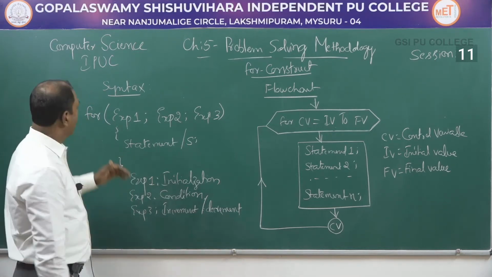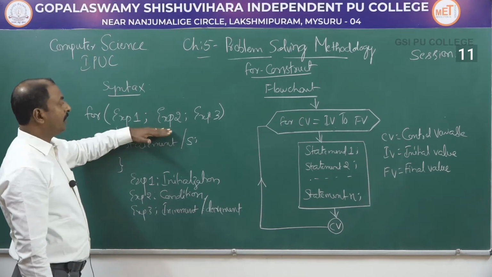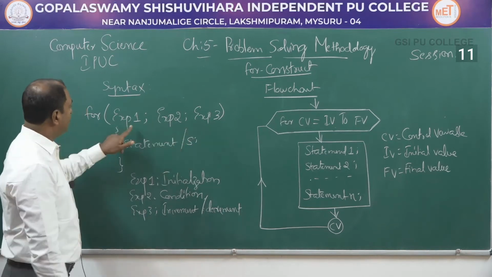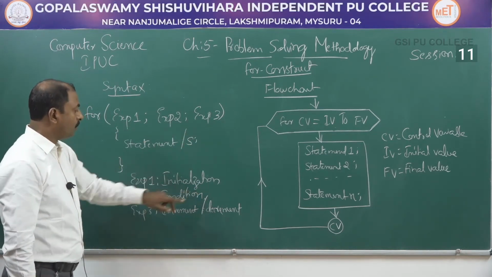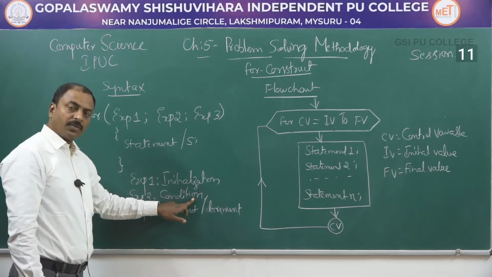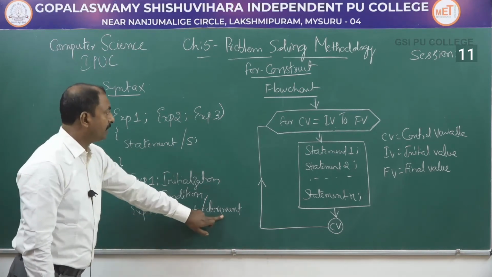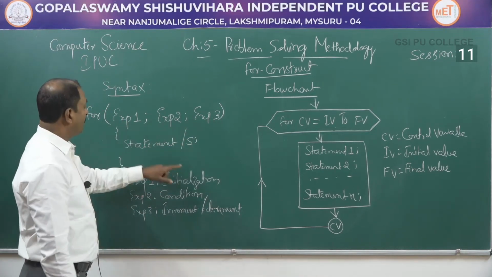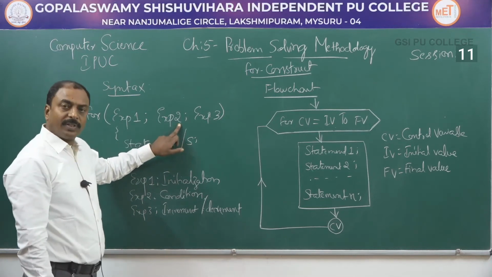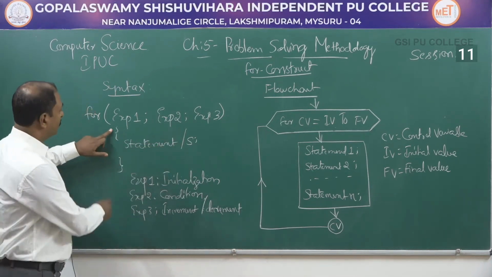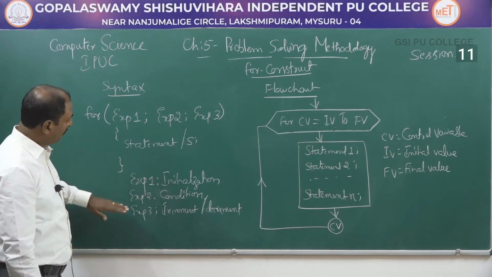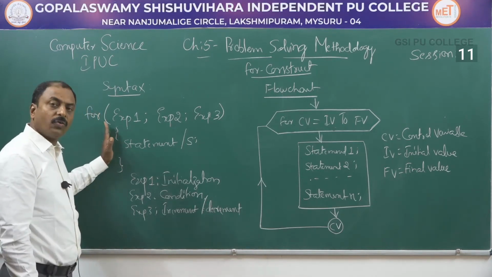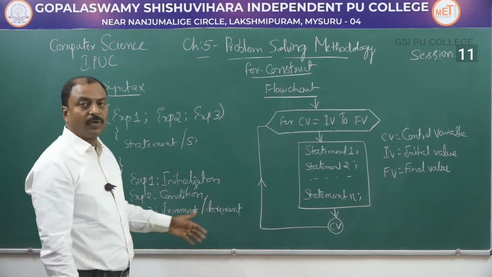I repeat once again, the for construct is used to repeat a number of statements as long as the condition is true. In the syntax, expression 1 stands for initial value, expression 2 is the condition or the final value, and increment or decrement is expression 3. So here the loop will continue as long as the condition is true. Suppose once the condition fails, it will come out of this for loop and go to the next statement immediately after the for construct or for loop. Now let us see an example for the same.